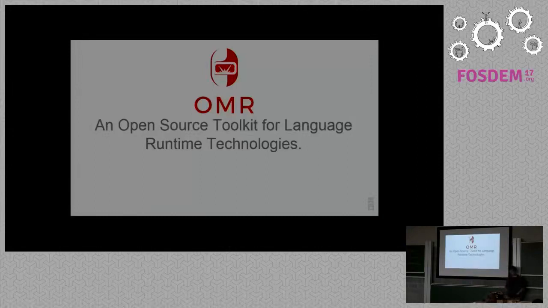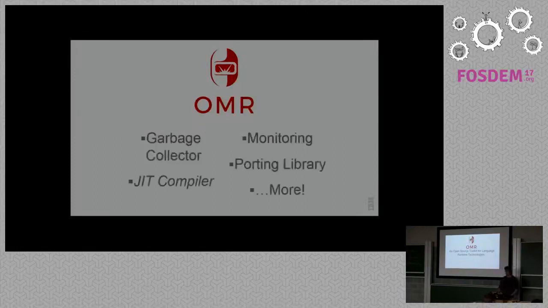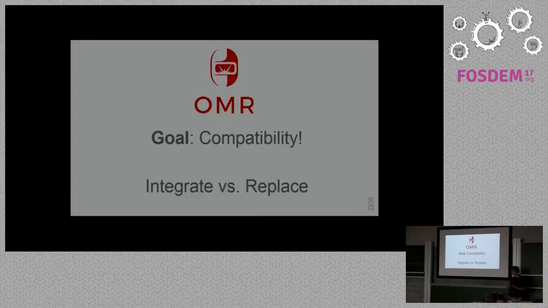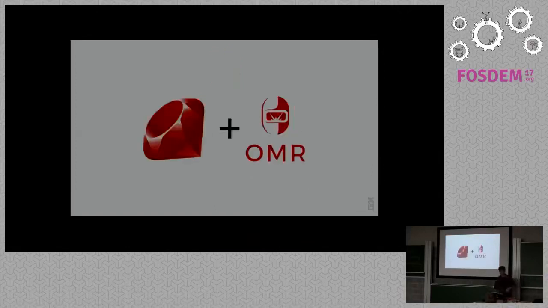OMR is an open source toolkit for language runtimes. It consists of a bunch of components that you can then glue together to your existing language runtime, things like garbage collection, a monitoring system, a JIT compiler. The goal of OMR is one of compatibility. So in contrast to other projects like Truffle and Graal, we don't want to rewrite a new runtime. We want to step in and help your existing runtime get better, faster, and stronger. The goal here is really about integration rather than replacement.